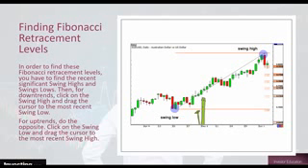Okay, in order to find these Fibonacci retracement levels, you have to find the most recent significant swing high and swing low. Then for a downtrend, you click on the swing high and drag the cursor to the most recent swing low. For uptrends, do the opposite. Click on the swing low and drag the cursor to the most recent swing high. And this will just lay your Fibonacci levels on there for you.